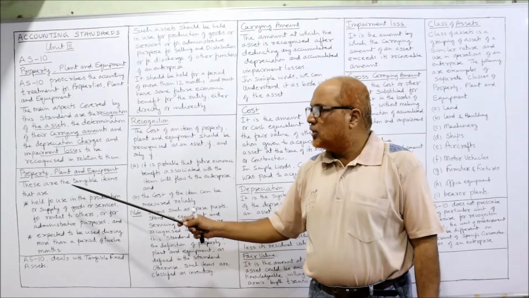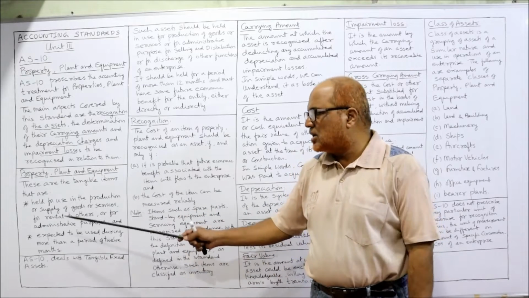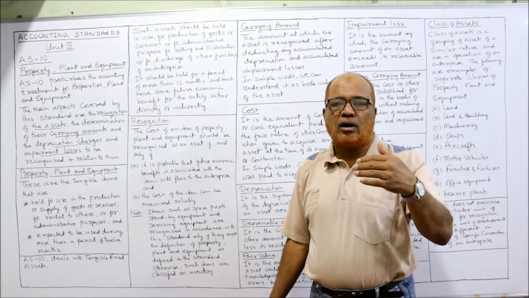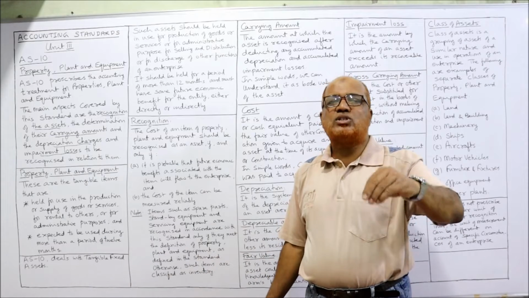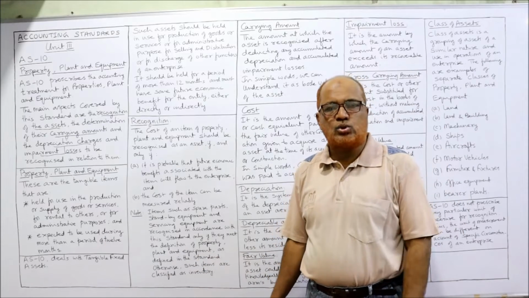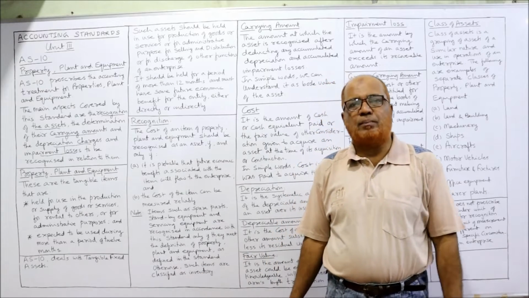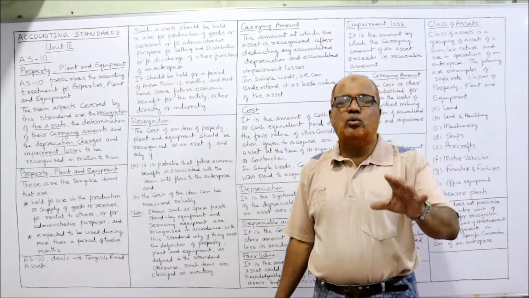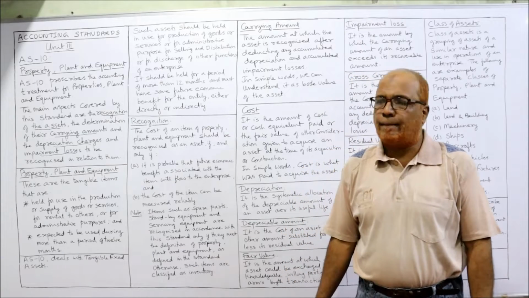Again I repeat, these are the tangible assets which are used in the production or providing of services, or these are the assets which are given on rental, or these are the assets which are used for administrative purposes. And lastly, these assets are meant to be used for more than 12 months, more than 1 year.